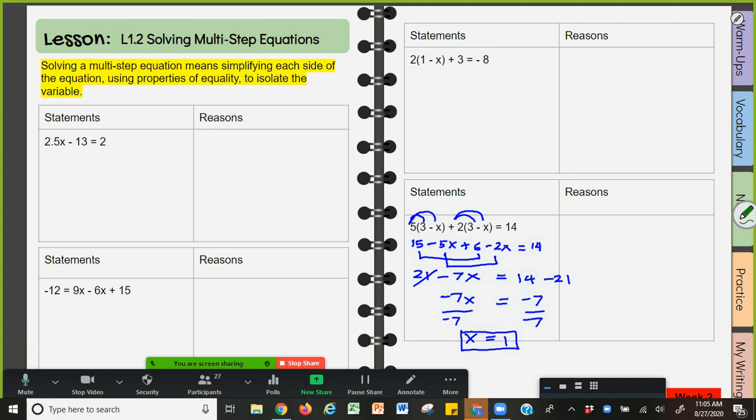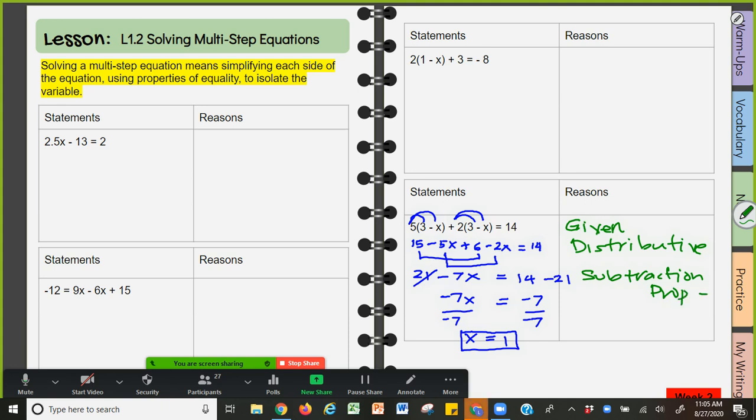So providing reasons for the steps that Luis helped me with. That's your given information. And then distributive property. After that, Luis said convert the positive 21 to negative 21. So he subtracted. That's subtraction property of equality. And then he got negative 7, so simplify. And last but not the least, he divided by 7. So that's division property of equality.